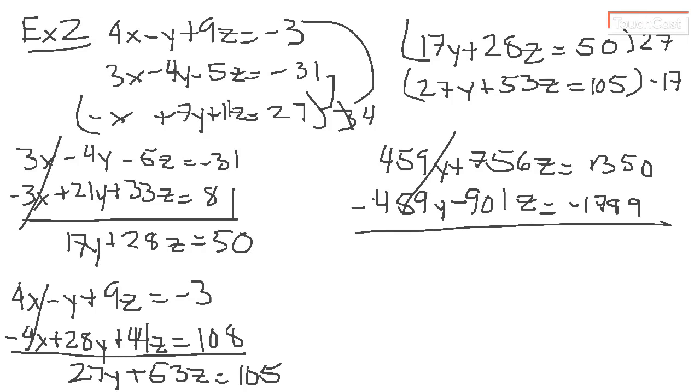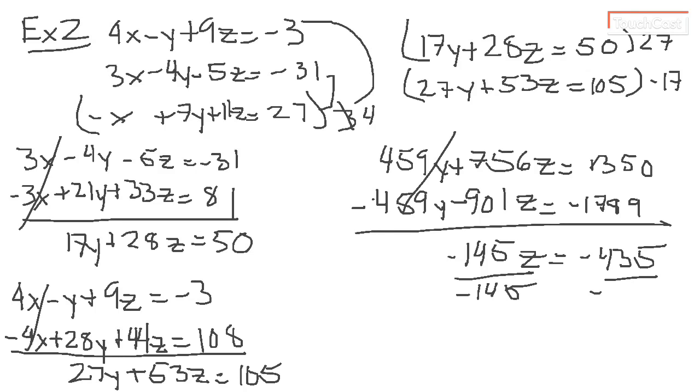So the y terms are gone. We're going to end up with negative 145z equals negative 435. So if we divide by negative 145, we're going to find that z is equal to 3.